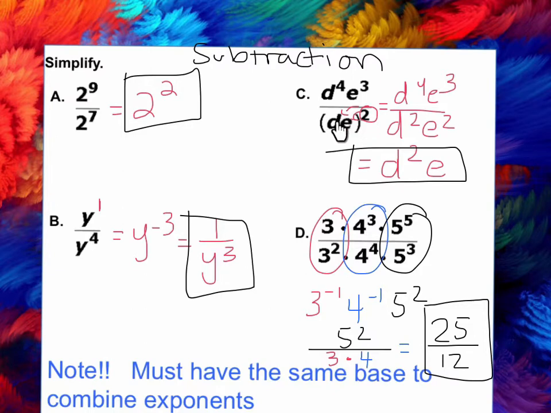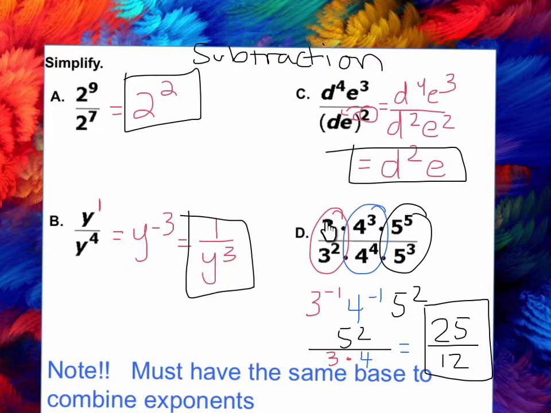Here I had to distribute the 2 first, and then I realized, oh, I've got to subtract the exponents since I have the same base. So the 4 minus 2 for d is just d squared, and then the 3 minus 2 is 1, so it's just e. Here I subtract 1 minus 4 and got negative 3. Then I realized I can't have a negative exponent, so I put it in the denominator for a positive exponent.